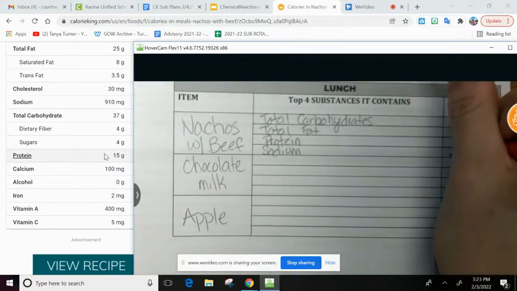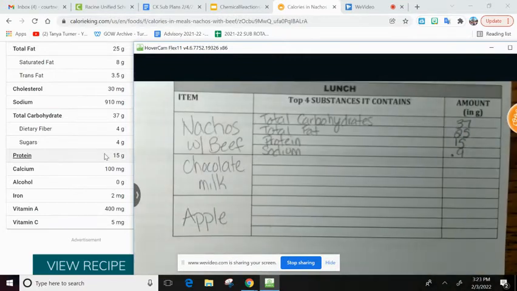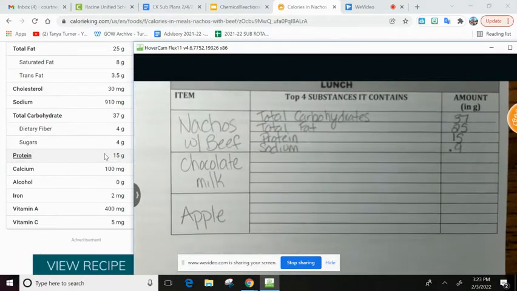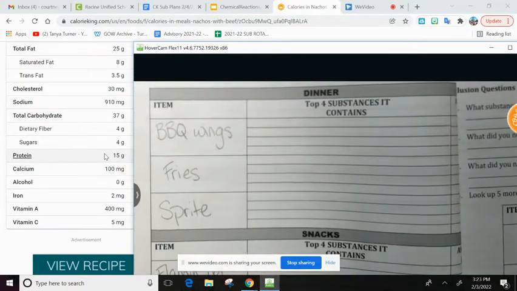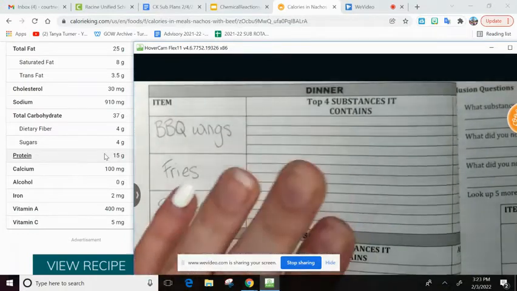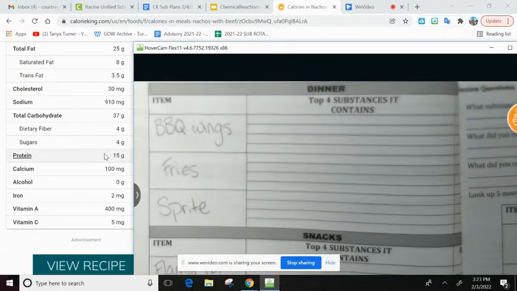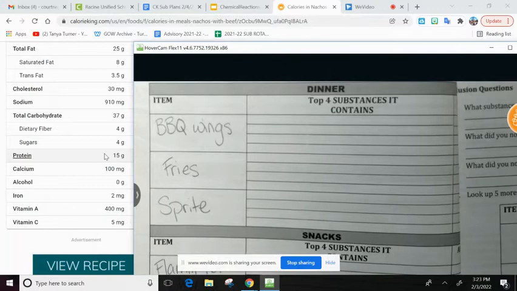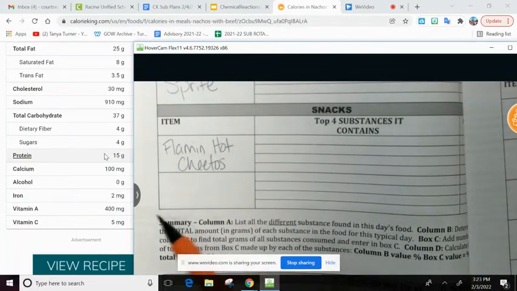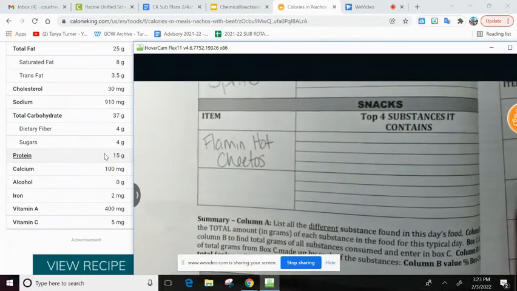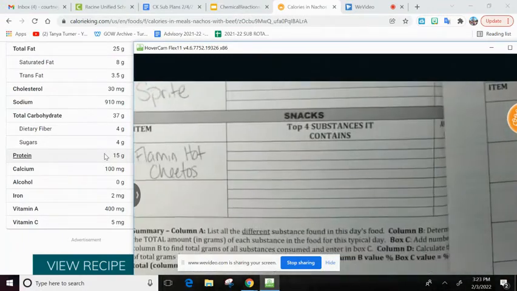So now you would continue on, and I just want to show you what I did for dinner and snacks, and then I can show you how to do the substances. So you're going to flip over to page 39. I did give you barbecue wings, fries, and Sprite for dinner. Again, you can change it if you want, or you can go with what I gave you. In snacks, I put Flamin' Hot Cheetos, and then I left a spot open for you because I thought it'd be fun for you guys to do at least one snack on your own.